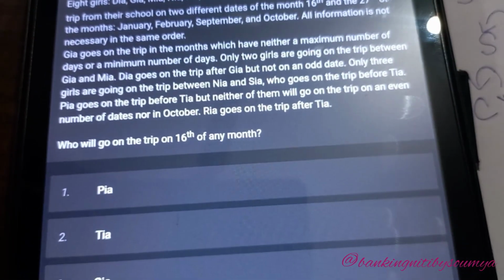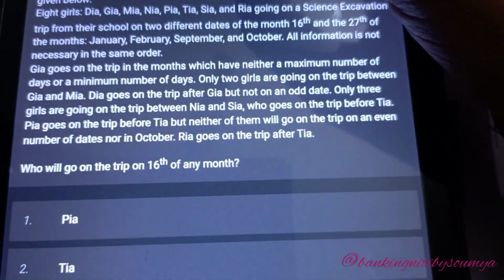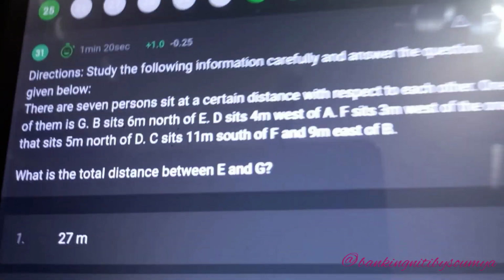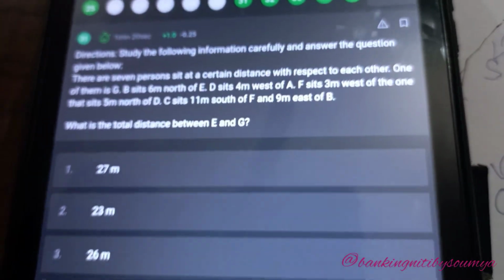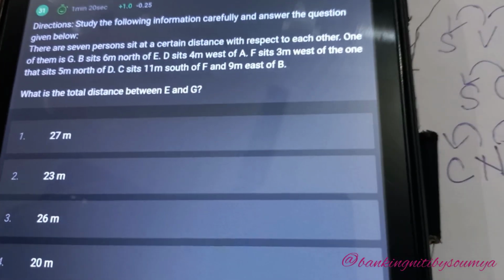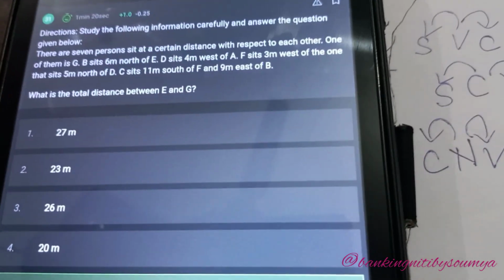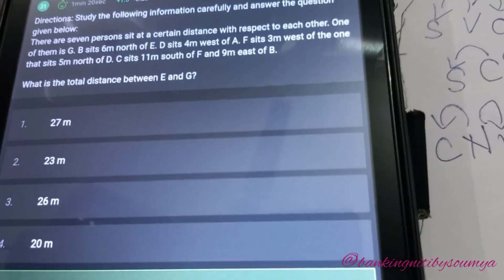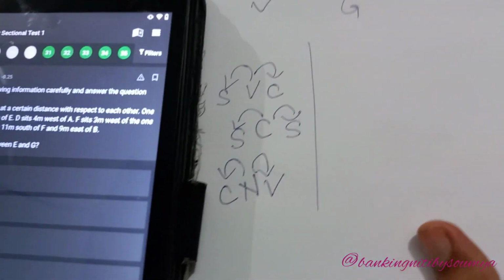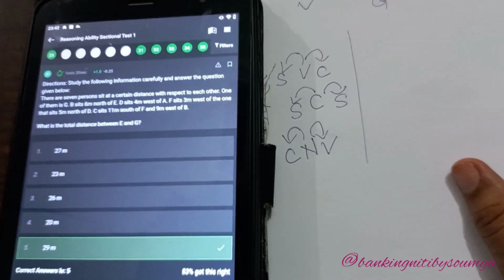Now move to the next question. It is a puzzle which we have already discussed. Now the next question is of direction and distance. So there are 7 persons sitting at certain distances with respect to each other. One of them is G. I have already told you, one of them is G. Okay.